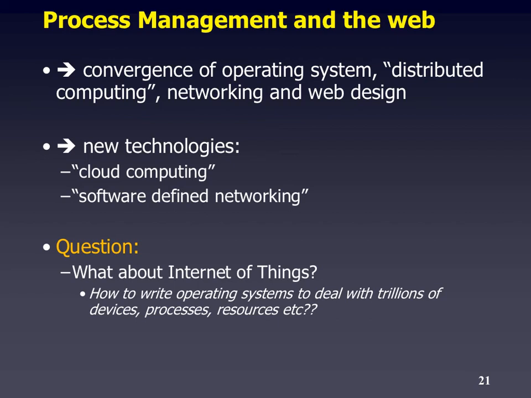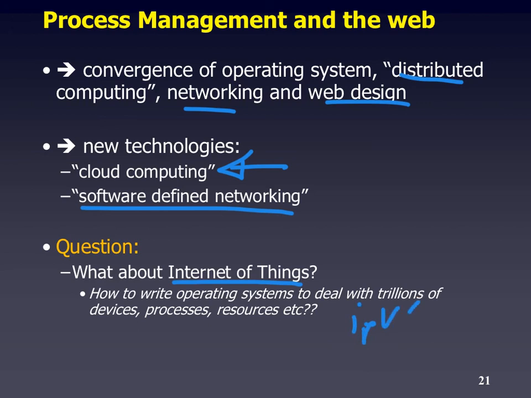We're getting a convergence between distributed computing, networking, and web design. New technologies are coming out. For example, cloud computing, like Amazon or Google cloud computing. A new concept you can look up as well on Wikipedia is software-defined networking, where our networks have to cope with new ways of communicating with each other. And what about the Internet of Things? You literally could have trillions of devices, all based on IP version 6 or something like that. It gets extremely more complicated.